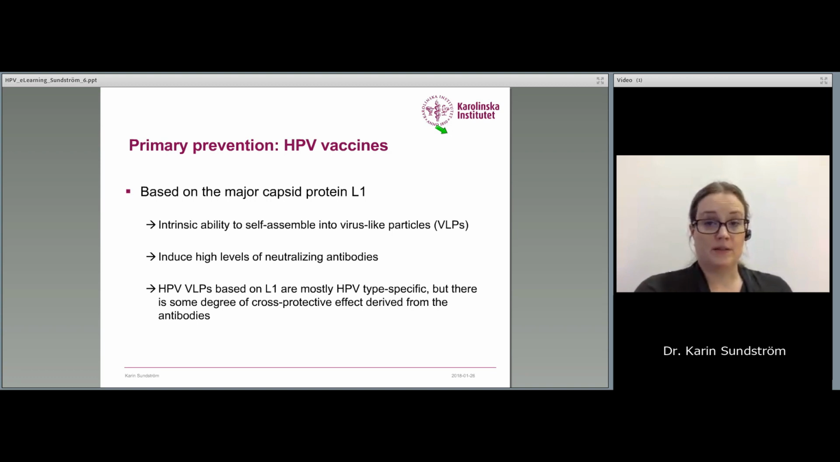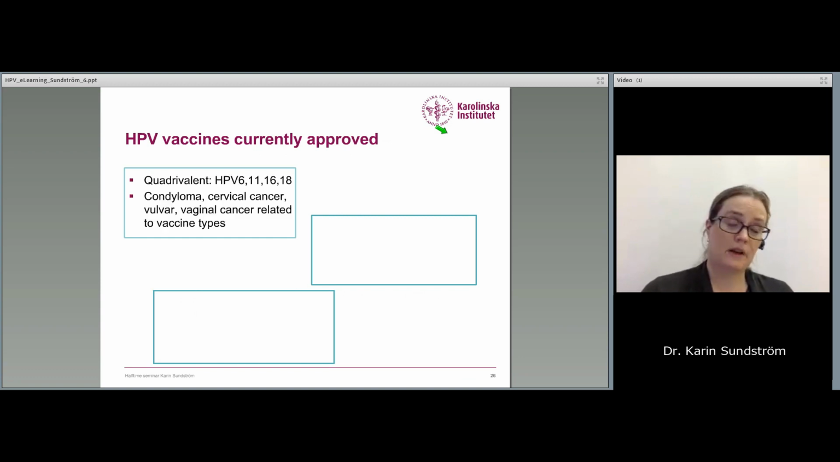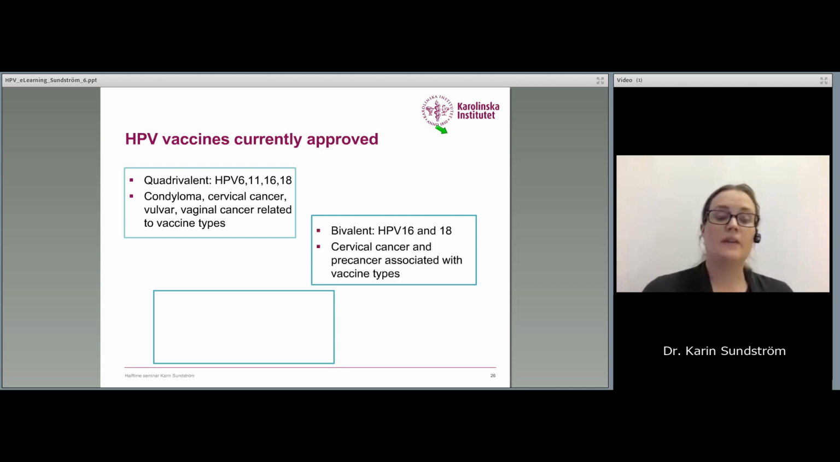HPV VLPs based on L1 are mainly HPV type specific, but please note that there may be some degree of cross-protective effect against other types that are not included in the direct valency. Currently, we have 3 vaccines approved. The first is quadrivalent, HPV 6, 11, 16, and 18, and the indications are condyloma, cervical cancer, vulvar, and vaginal cancer related to vaccine types.